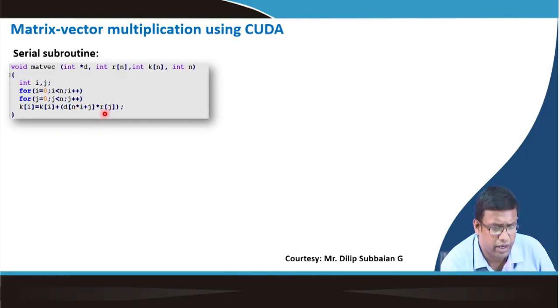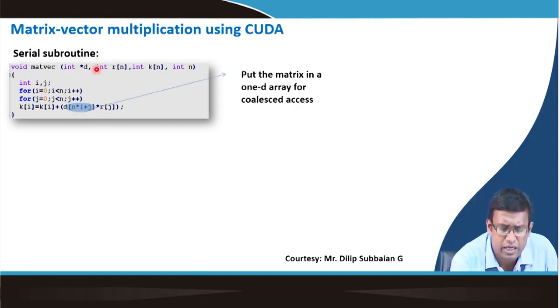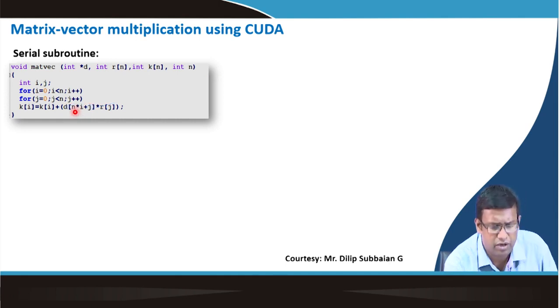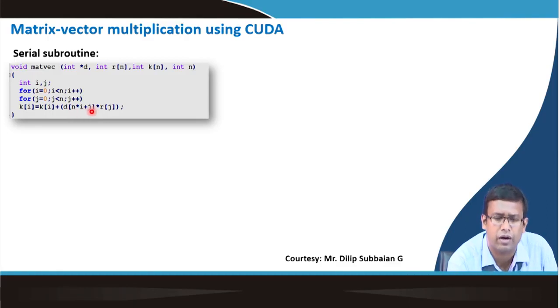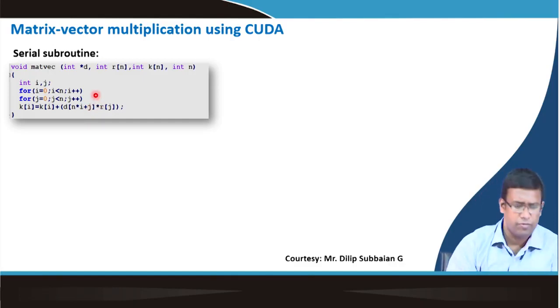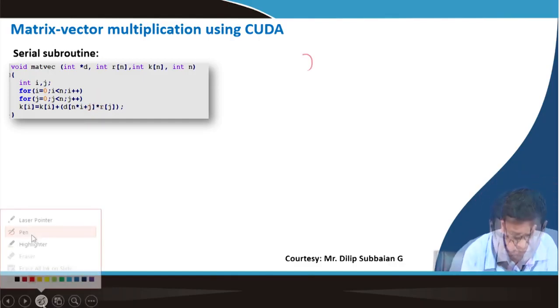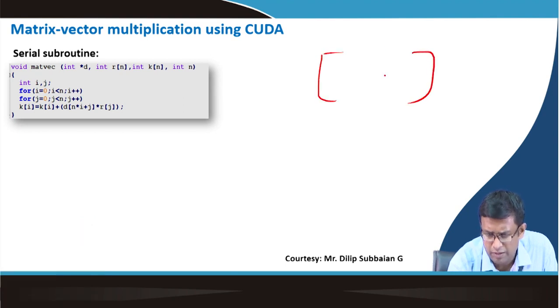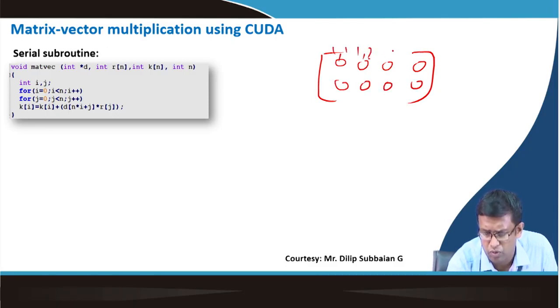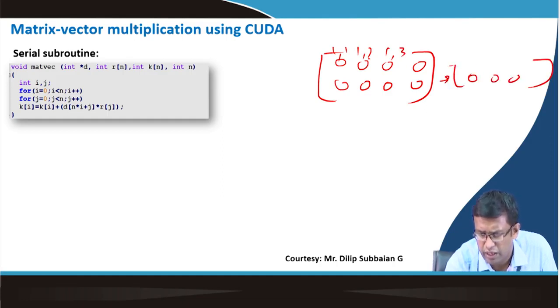Now while looking into this product, this is a serial subroutine, a simple C code. One thing we can see is that instead of D being a 2D matrix, it has been put into a vector order. So we have in some way coalesced the memory access. Instead of taking these matrices in this order 1 1, 1 2, 1 3, we have coalesced the entire matrix into a 1D array.